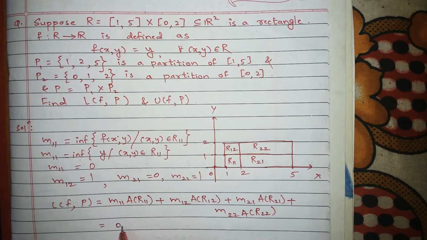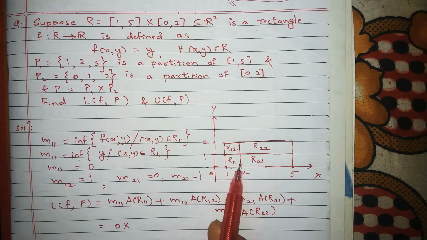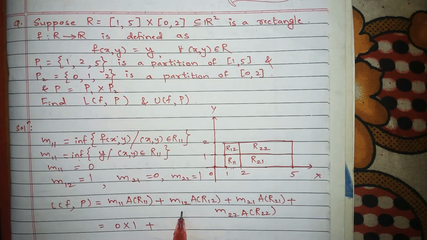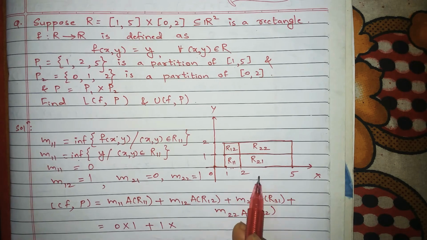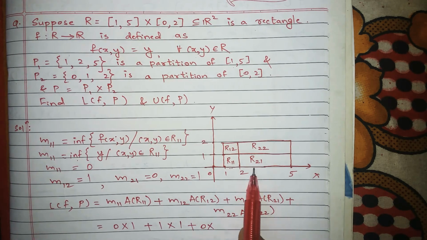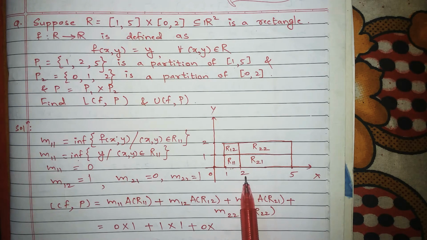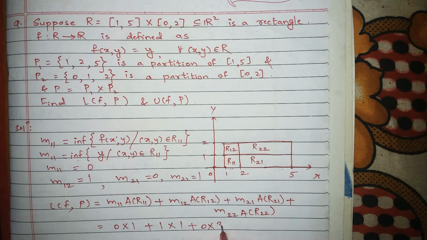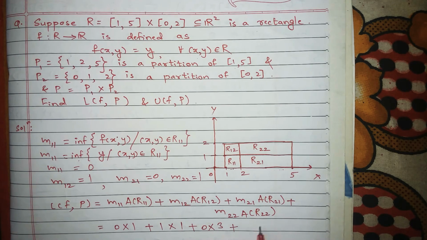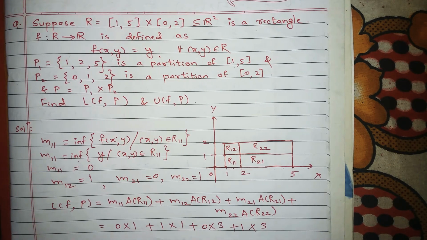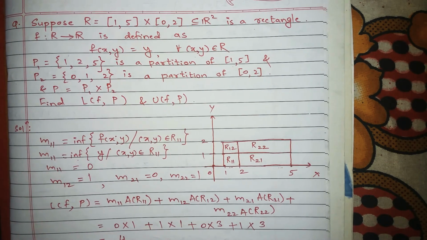So let's apply. It is 0 into area of this subrectangle, which is length into breadth, which is 1, plus M12 is 1 into area of this subrectangle, it is again 1, length into breadth. M21 is 0 into area of subrectangle R21. So it is 3, length is 3, breadth is 1, so it is 3, plus M22 it is 1, again area of subrectangle R22 is 3. So we are getting 4.